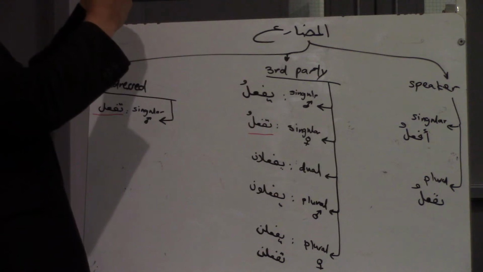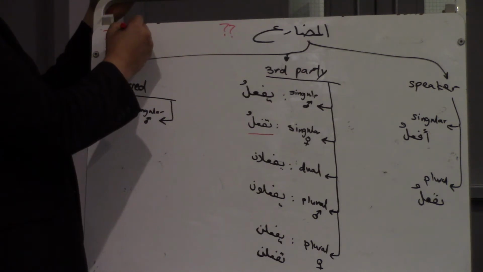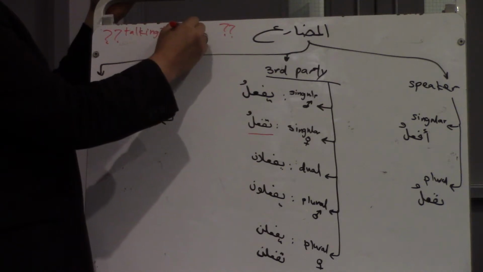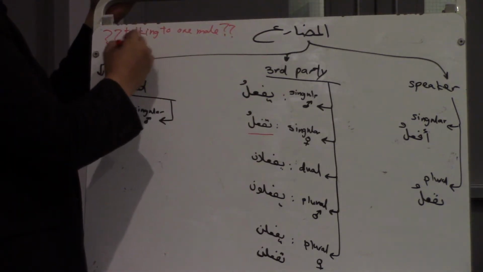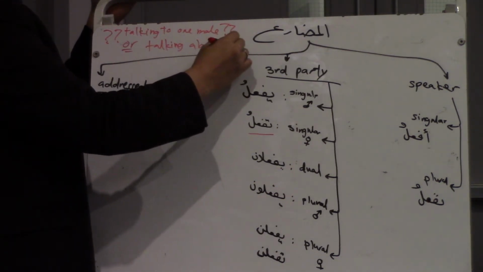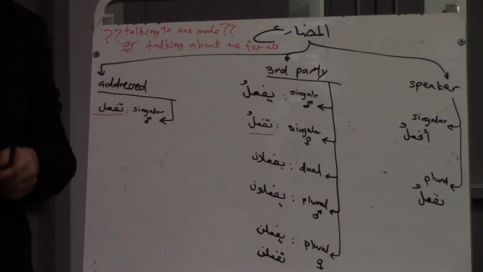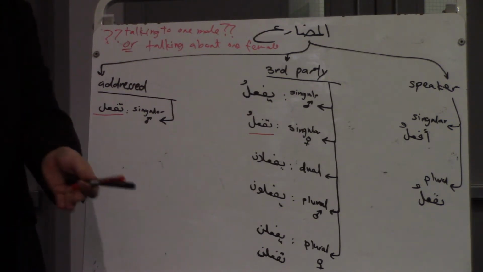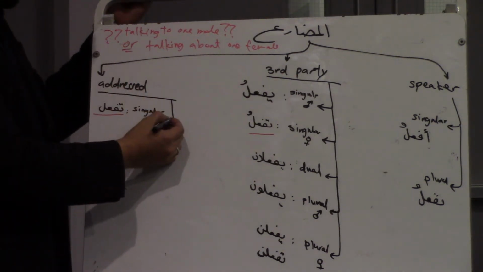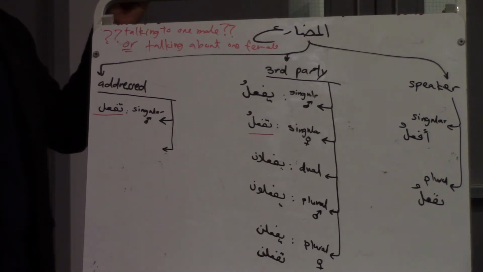All right? So the confusing part, talking to one male or talking about one female. We never know until we go through the sentence. It's hard to know. You have to read the sentence for it to make sense to you. There's a lot of examples in the Quran. If you can think of a few, you can. Yes, go ahead.